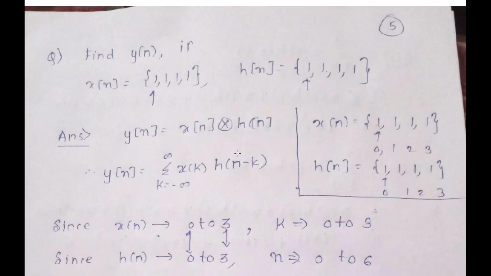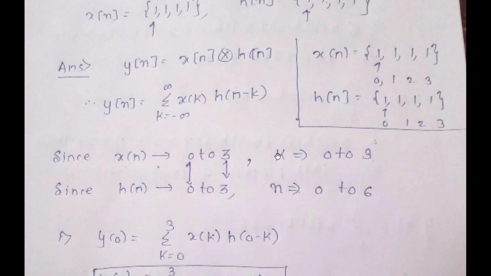But what about the scenario given over here? To find out the value of k, the k range will be going from the x of n range. So the x of n range goes from 0 to 3. So we have 0 to 3. And h of n range goes from 0 to 3. But the n range is the addition of x of n and h of n.